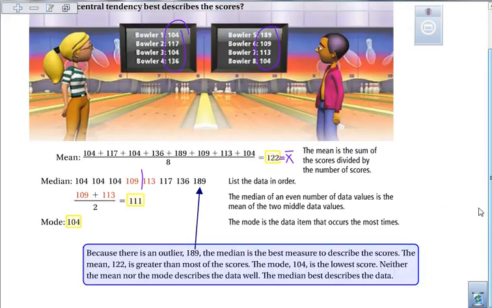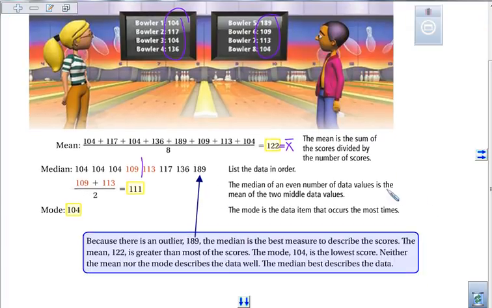Because there is an outlier of 189, the median is the best measure to describe the scores. The mean 122 is greater than most of the scores, and the mode 104 is the lowest score. So neither the mean nor the mode describes the data very well. The median best describes the data because that 111 is kind of in the middle here, whereas the 122 is more here and the 104 is way down here at the bottom.